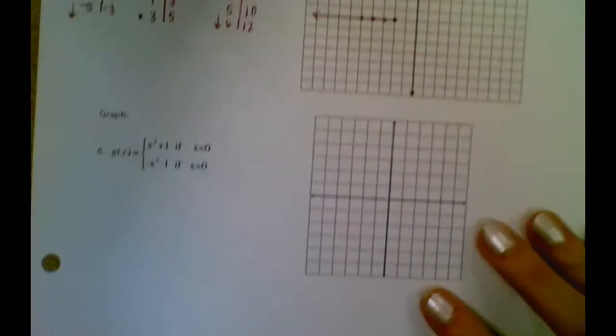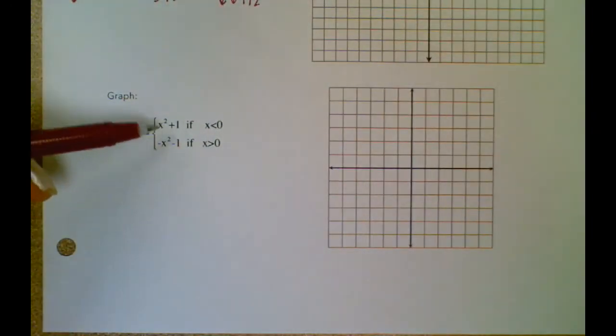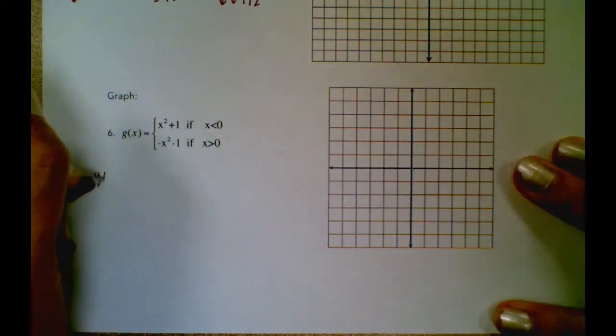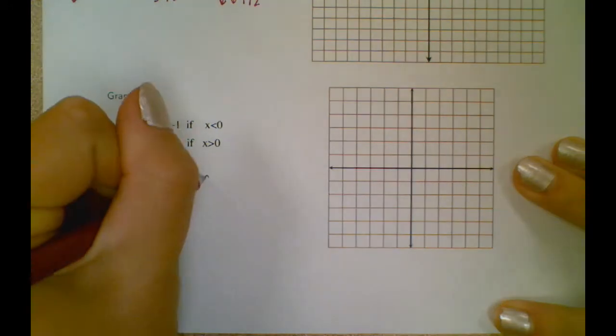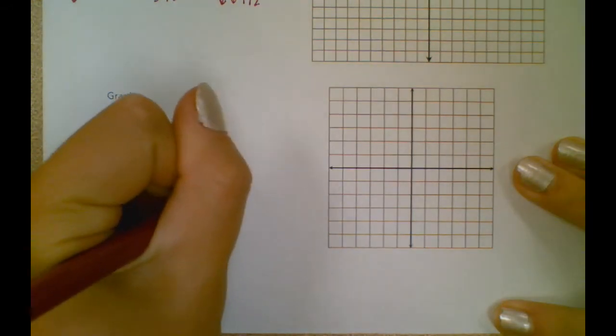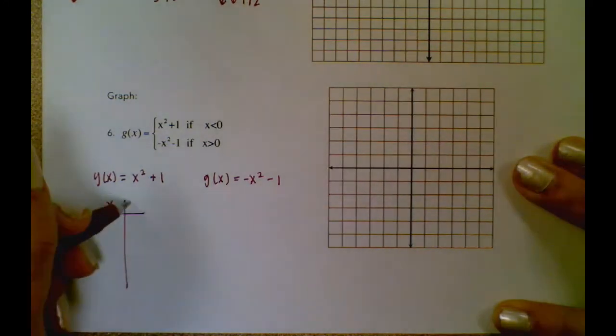Alrighty, let's do another example. Number 6. All right, here we have 2 pieces of this function. g of x equals x squared plus 1. g of x equals negative x squared minus 1. Table of values.